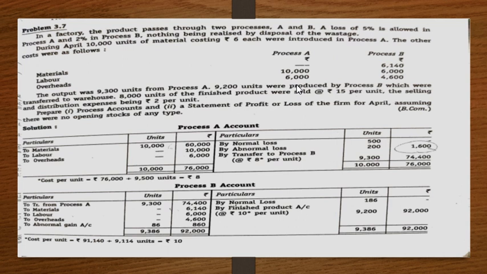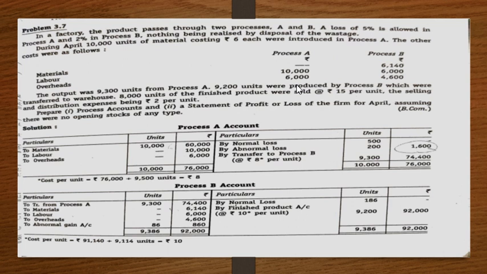The output was 9,300 units from process A, and 9,200 units were produced by process B, which were transferred to warehouse. 8,000 units of the finished product were sold at rupees 15 per unit. The selling and distribution expenses being rupees 2 per unit. Prepare process accounts and statement of profit and loss of the firm for April, assuming there was no opening stock of any type.